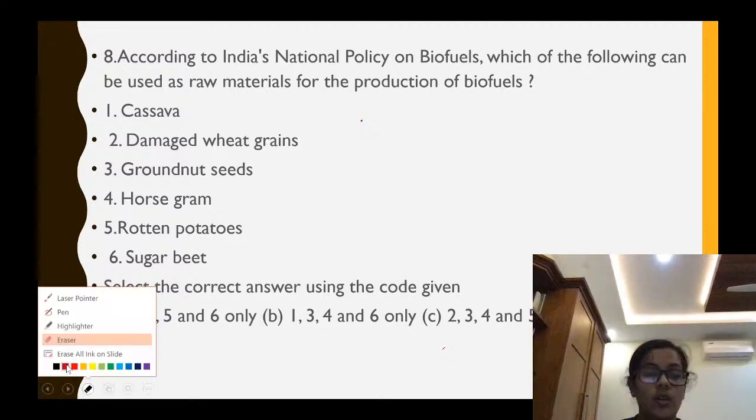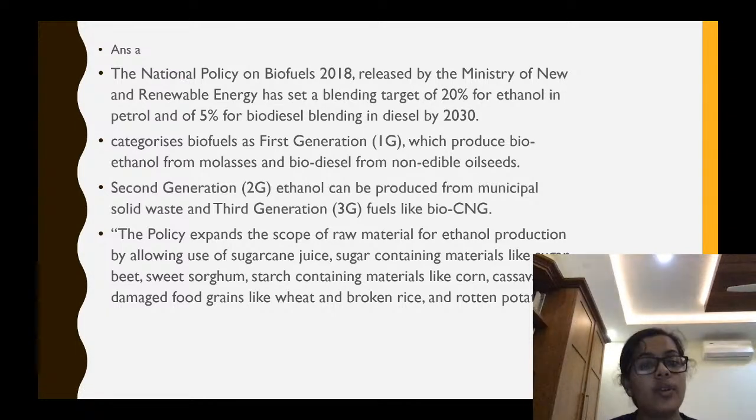Ecological funda. We discussed what the National Biofuel Policy is, with the statement on damaged, rotten rice and rotten potatoes. This is directly from it. I have given the statement also. I told you to repeat it, study it.